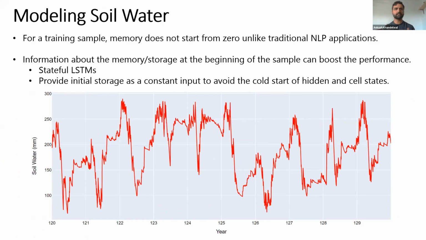All right, so now let's dig a little bit deeper into these storage variables, as I call them, to highlight for the machine learning audience that there are very interesting patterns to these memories. For example, soil water doesn't start from 0 for any given sample. If you think of an NLP application, when you're working with a sentence, in the beginning you have no memory, and as you see more and more of the sentence, you start building your memory. But in our case, if you take any 6-month period in this time series that I'm showing you, which is basically 10 years of soil water, you can see that it's not going to start from 0.